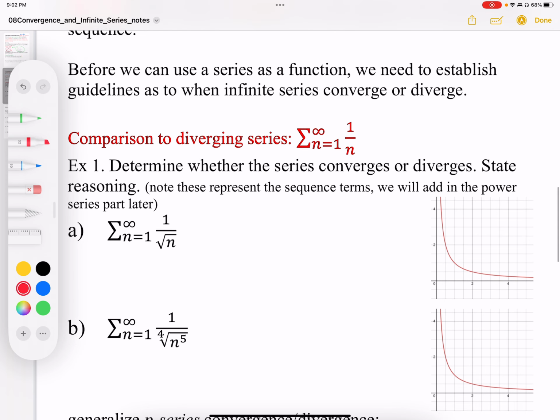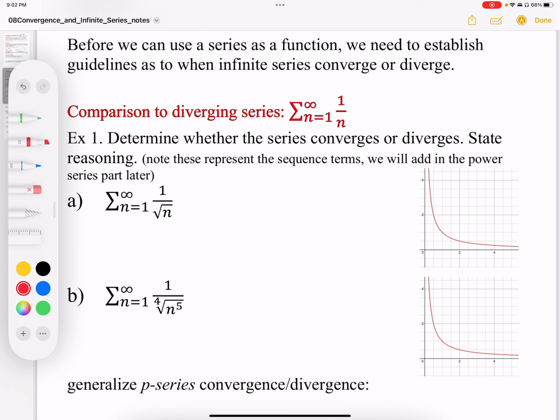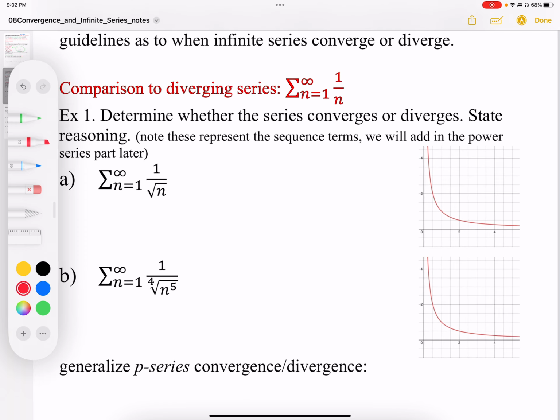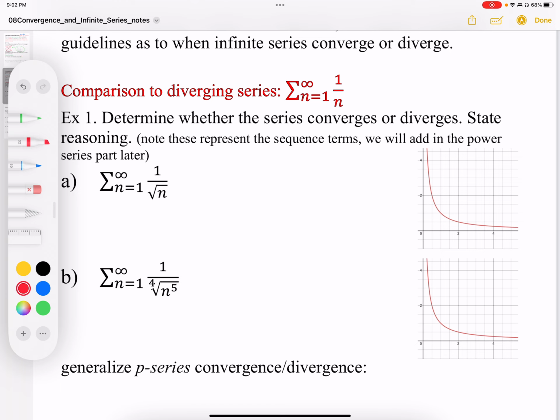So the comparison is going to be to the harmonic series 1 over n. If I have a series with 1 over root n, does that series converge or diverge? We're going to do this with a comparison to 1 over n. To model 1 over n, we're going to use the 1 over x function. This is y equals 1 over x, which I've drawn here, and we're going to use it as a basis for comparison.